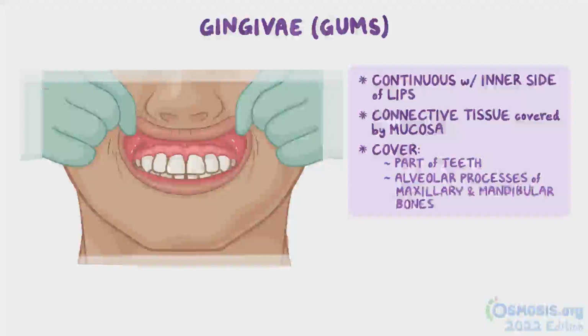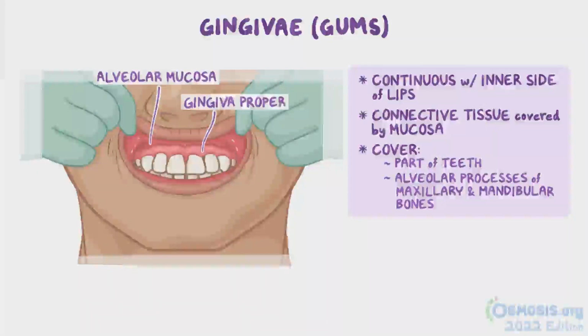Immediately next to the labial mucosa is the unattached gingiva, or alveolar mucosa, which is red, shiny, and loose. And surrounding the teeth and alveolar processes is the attached gingiva, or gingiva proper, which is more pale and tightly attached to the subadjacent bone.